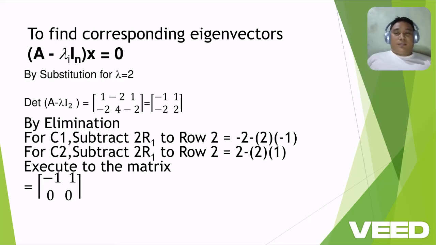For the next substitution, lambda equals 2. So this is the original matrix.